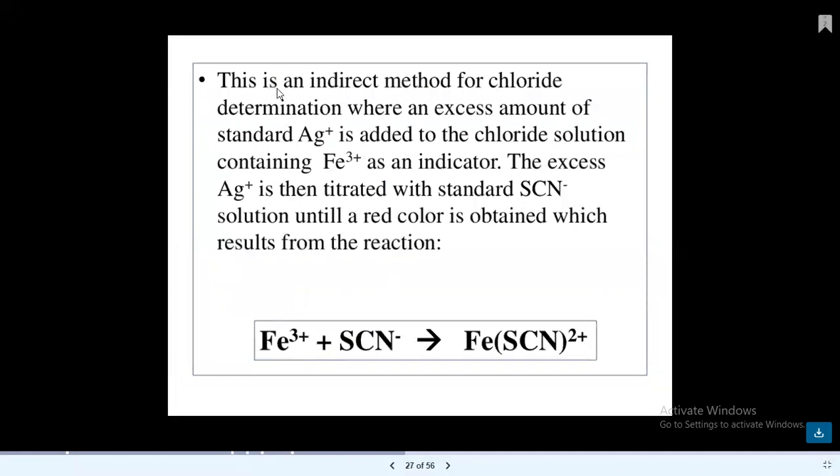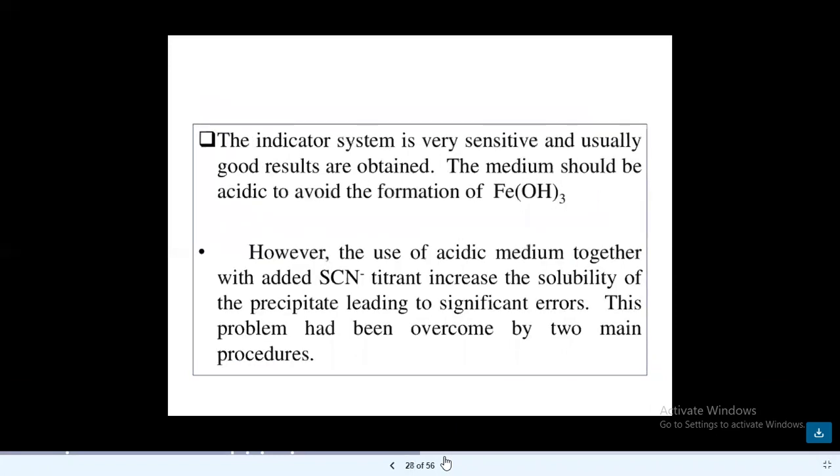Okay, this is an indirect method for chloride determination where an excess amount of standard Ag is added to the chloride solution containing ferric ion as an indicator. The excess silver is then titrated with the standard thiocyanate solution until a red color is obtained, which results from the reaction. This red color will appear here. It's a very clear one. The indicator system is very sensitive and usually good results are obtained.